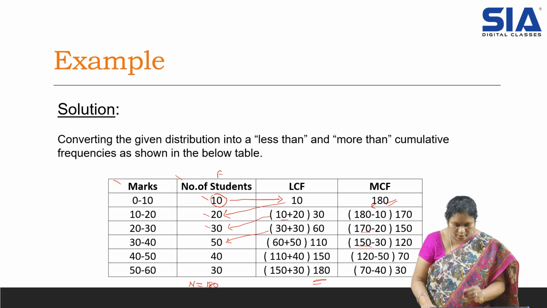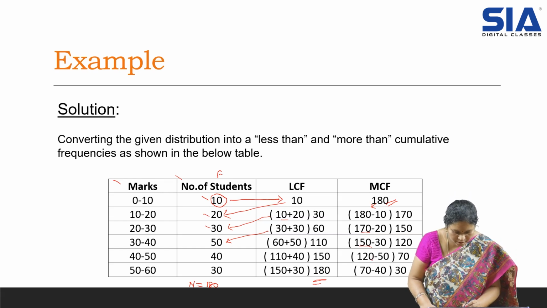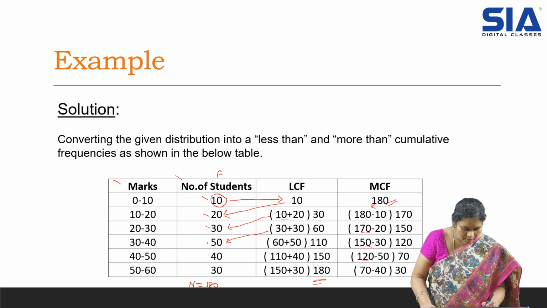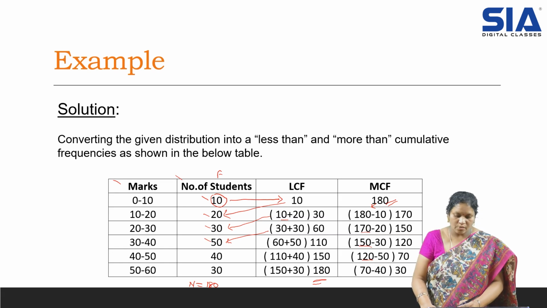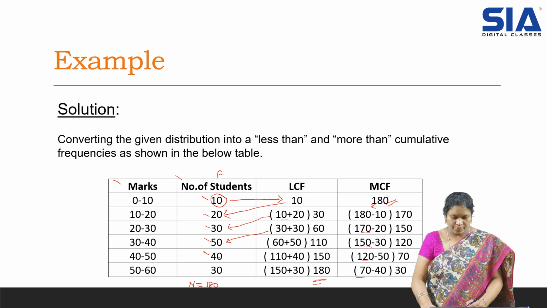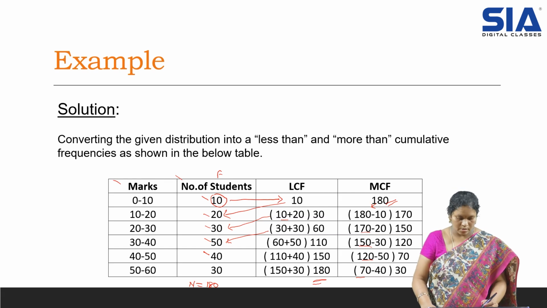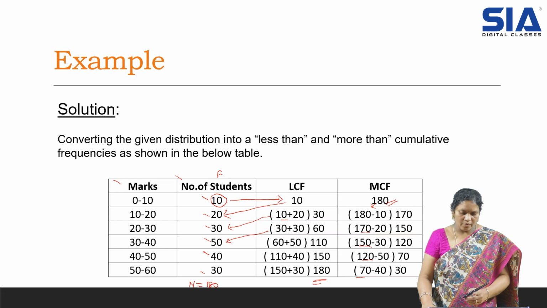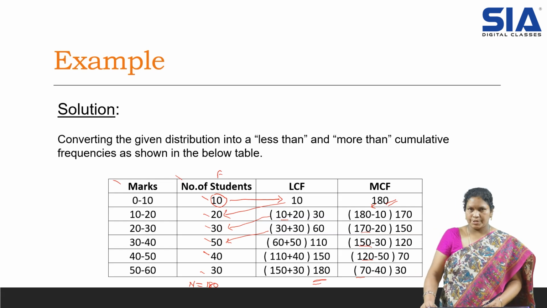Again, check the next value: 120 carries on as it is for the next MCF, minus from frequency, the next frequency is 50. So 120 minus 50 you will get 70. Now carry on 70 to the next column, 70 minus, go for the frequencies, that is 40. 70 minus 40 you will get 30. Next you can also carry on, 30 minus 30 goes to 0, that you can identify, or you can stop at 30. So that is how we have obtained LCF and MCF values.